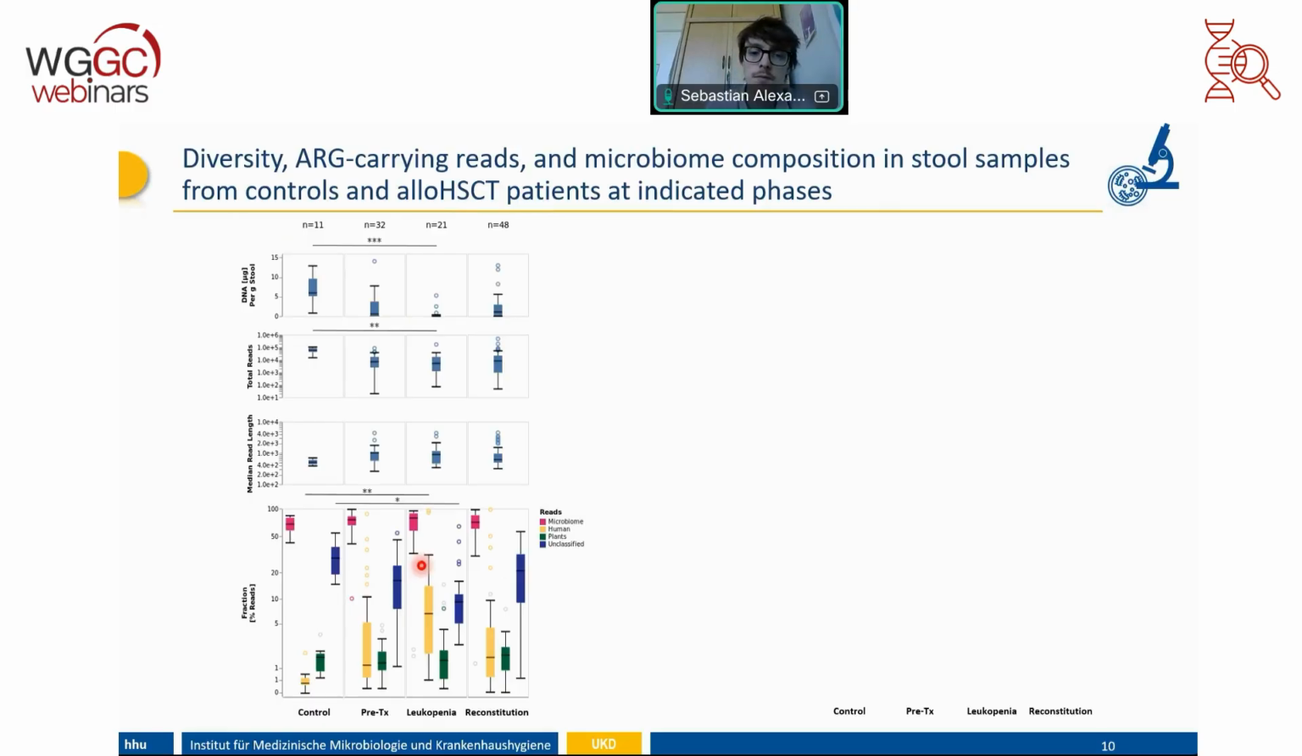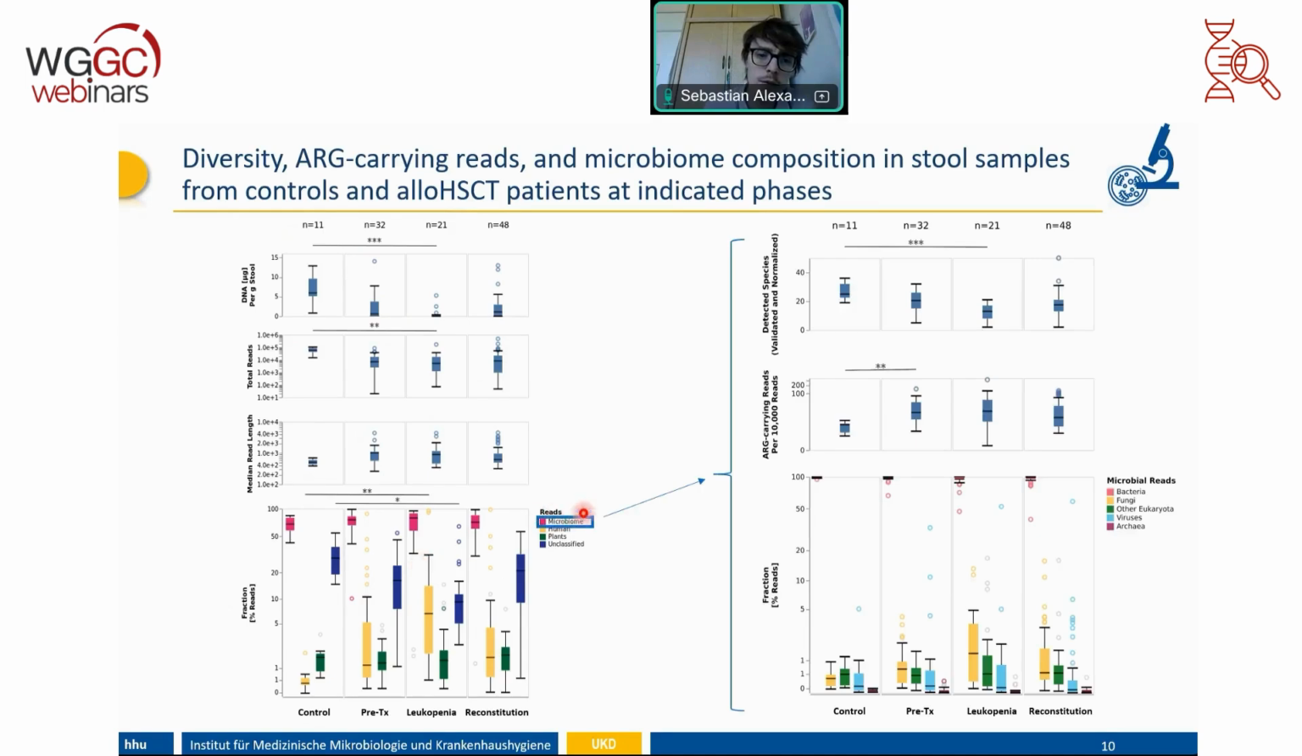We then analyzed only the reads for microbiota, and these were the results. So we detected around 30 to 50 different species normalized in the control samples, and the number of species decreased significantly during leukopenia. At the same time, the amount of antibiotic resistance carrying reads increased. So we saw this increase of antibiotic resistance and a decrease of the detected species.